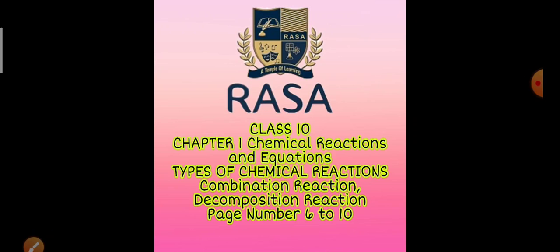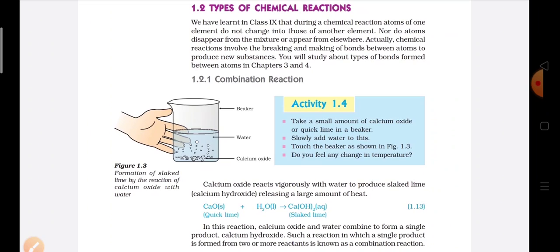Today we will study chapter number 1 of Science, Chemical Reactions and Equation. It is on your book page number 6 to 10. In this we will study types of chemical reaction. The two types we study today are combination reaction and decomposition reaction. So first of all we will discuss the combination reaction.